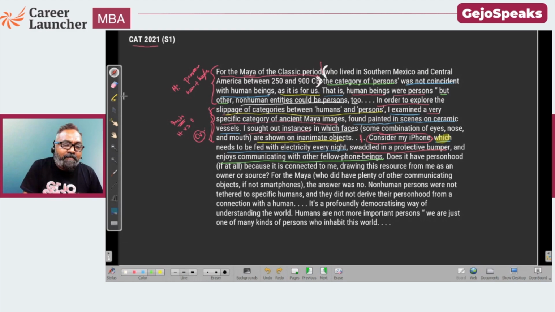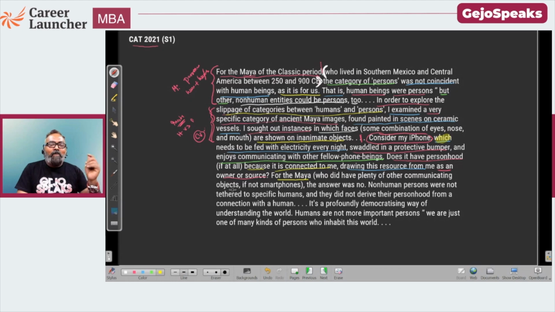Now, next one. Does it have personhood? Is it a person? Because it is connected to me, drawing resources from me as an owner or source. Look at that. It says consider my iPhone. It does all these things. Does it have personhood? It's connected to me. It draws resources from me. Is it a person?